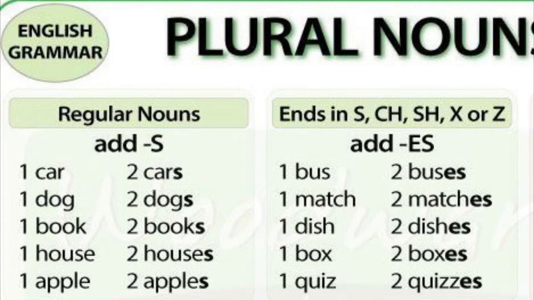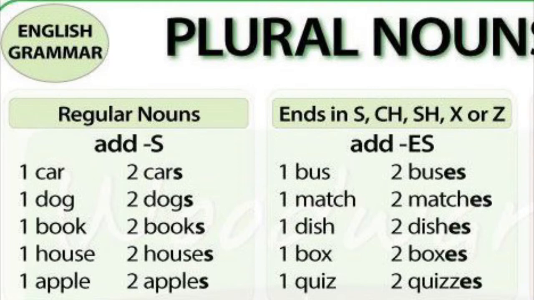Okay, so here if we talk about bus, the word is ending with s, so we will change it into plural by adding es. Bus, buses, match, matches. Next is dish, dishes, box, boxes, quiz, quizzes. Okay, so here the words which are ending specifically with s, ch, sh, x or z, we are going to change into plural by adding es to them.